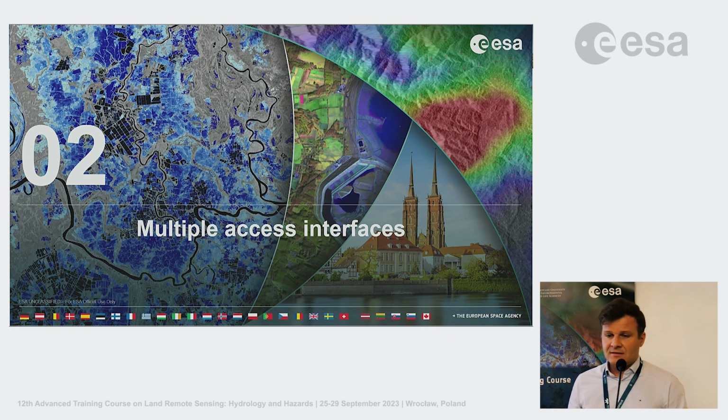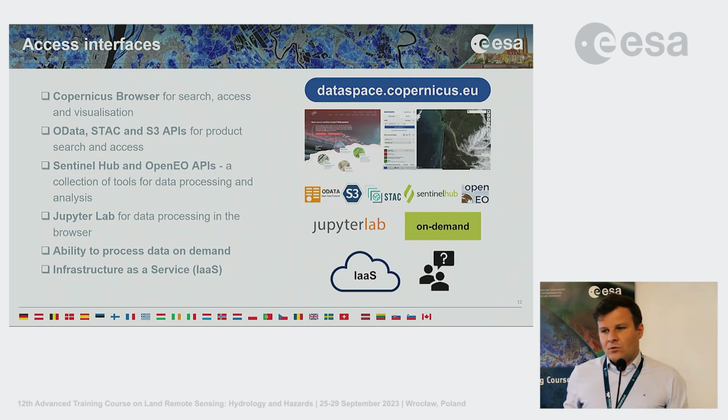The second revolution is in how many ways you can actually access this data. So first of all, you have the Copernicus browser. It's a graphical user interface tool where you can search, access and visualize data. If you know the Sentinel Hub viewer, you will see that there are some similarities. It's not an accident. This is exactly this technology made by a company called Synergize.